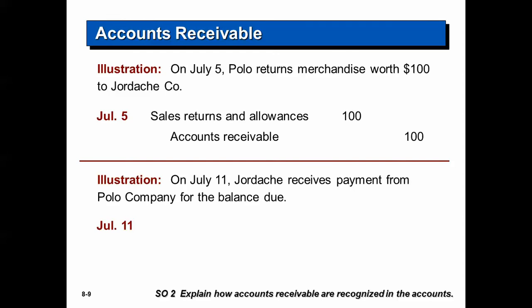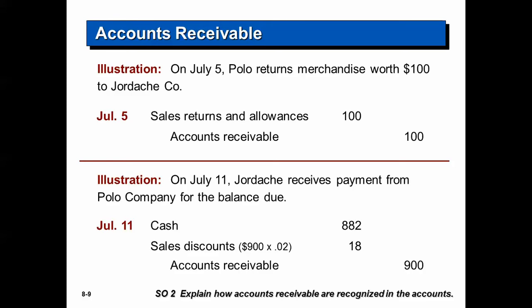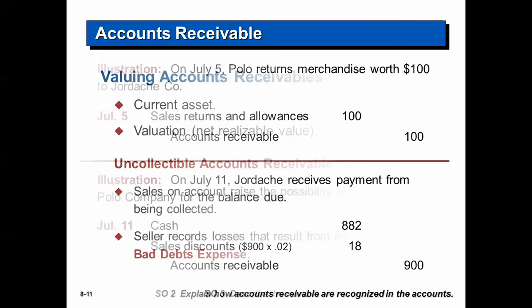Then we receive payment. Now we get the cash. The guy is within the discount period, so he's going to take a discount. So the cash we get is $882. He takes a sales discount. We debit sales discounts, the 2% of the $900 that's owed us, and we credit accounts receivable because he's paid us. So these are all familiar to you. They were in Chapter 5 journal entries.